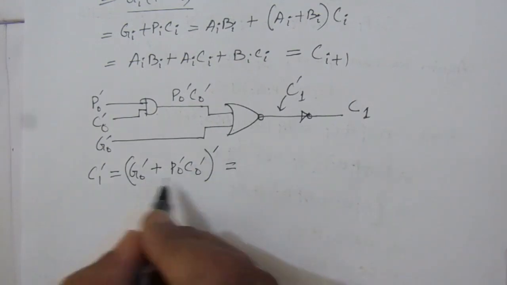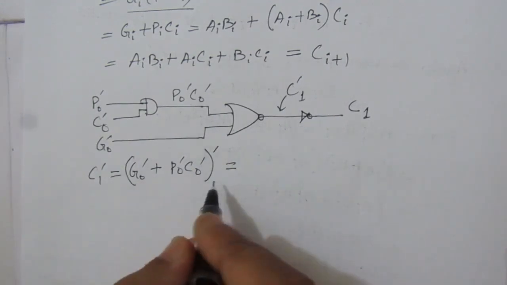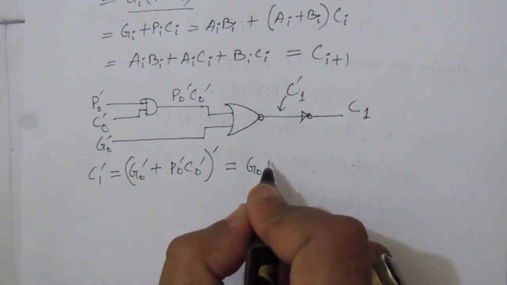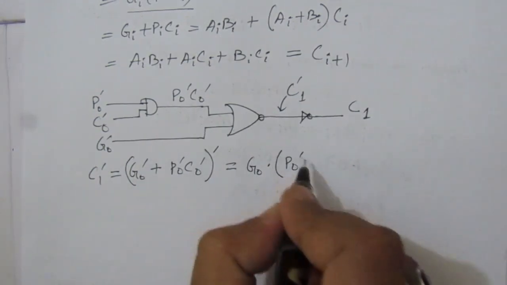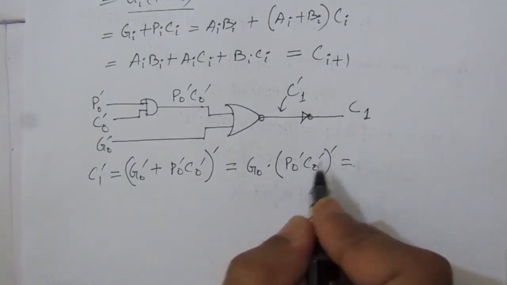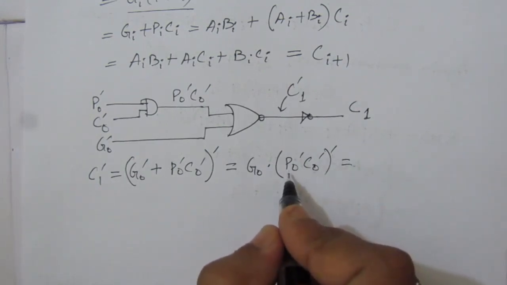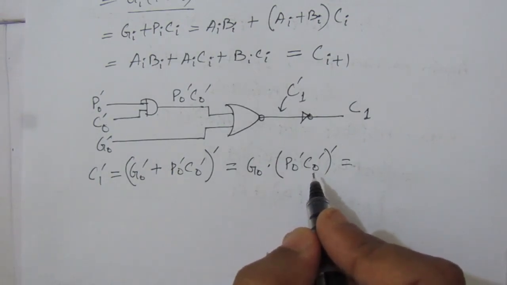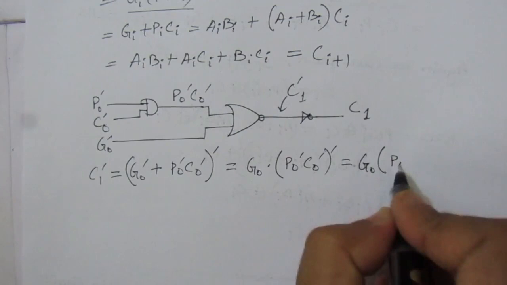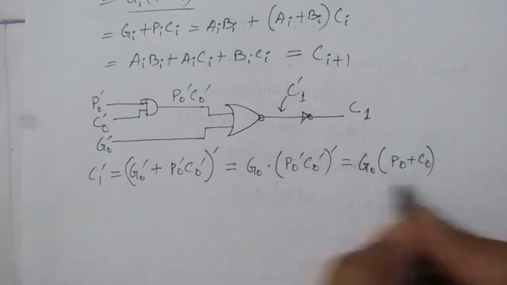Okay, so what we can do is use De Morgan's theorem. That is, A plus B whole complement will be A complement into B complement. So we'll have G0 complement complement, the complements will cancel out, so G0, whole into this one complement, P0 complement, C0 complement, whole complement. We can say that it is an A bar B bar expression. So we can write it as P0 plus C0 whole complement. Let me explain it once again. Here we have A bar B bar, and A bar B bar is the De Morgan expression for A plus B whole bar. So we have G0 whole into P0 plus C0. We have one complement and another complement, so those two complements will cancel out. So this will be the function.